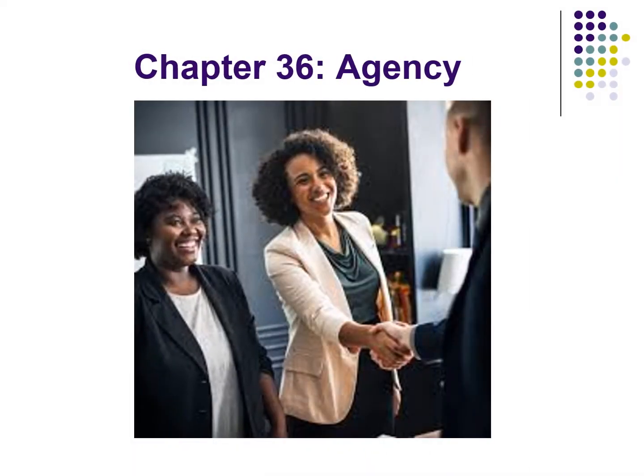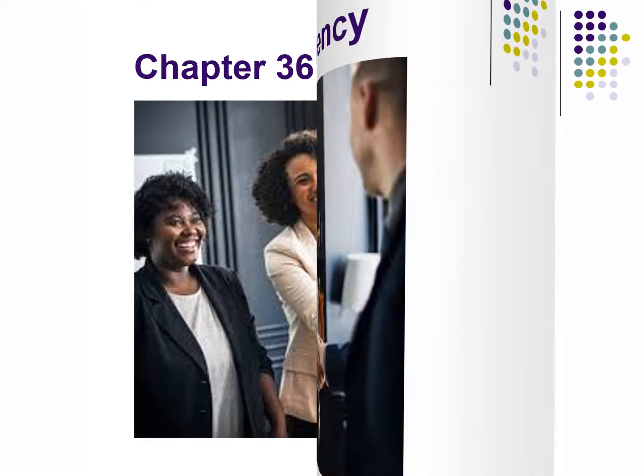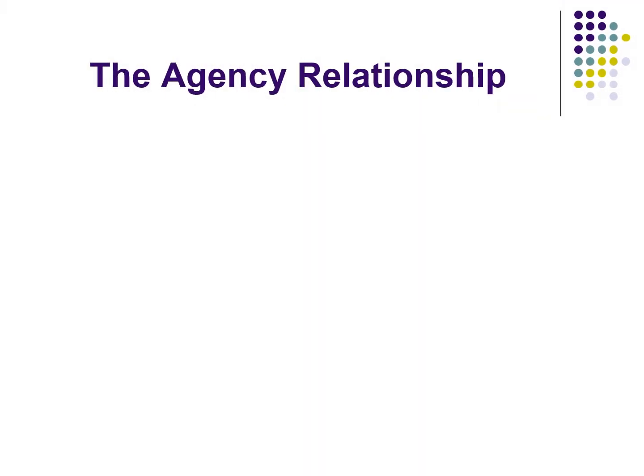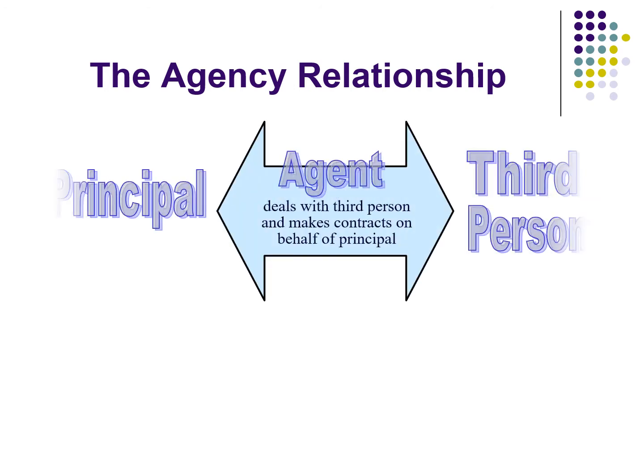Chapter 36, Agency. We're going to look at the agency relationship, what it is, how it's created, what authority is given. First, there are three parties.